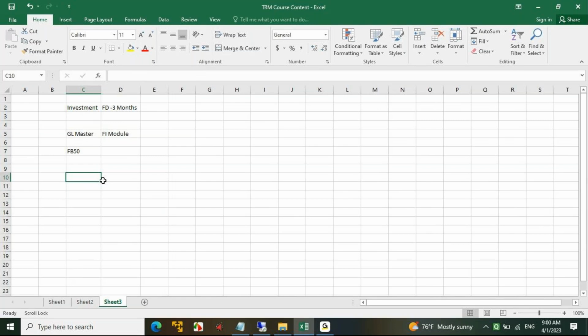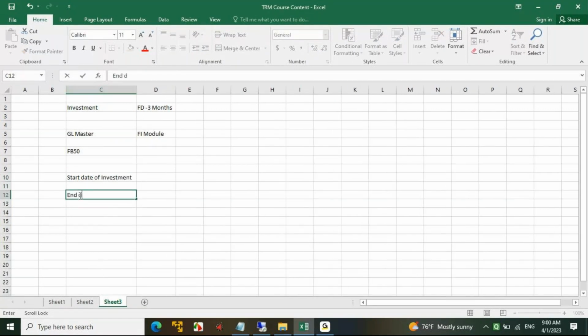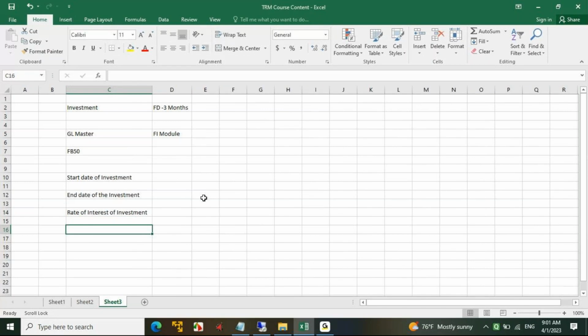So first of all, you have to understand what fields you require when you do an investment in a fixed deposit. The first thing is you need to enter the start date of the investment, right? Then the end date of the investment. Then the rate of interest of the investment. Then there would be month-end activities like accrual and deferral posting.